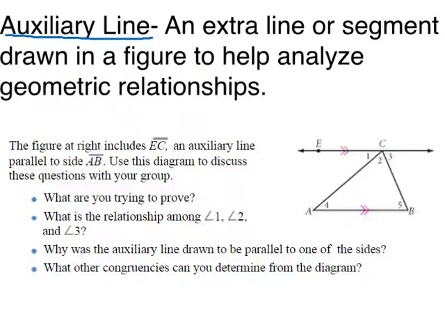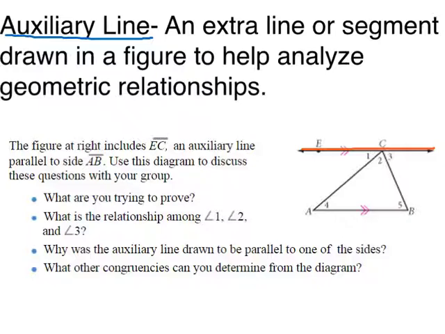Alright, an auxiliary line is an extra line or segment drawn in a figure to help analyze geometric relationships. That would be this line right here, EC. Now, the main thing you need to know is that this is the auxiliary line. So the figure at the right includes EC, it's parallel to AB.